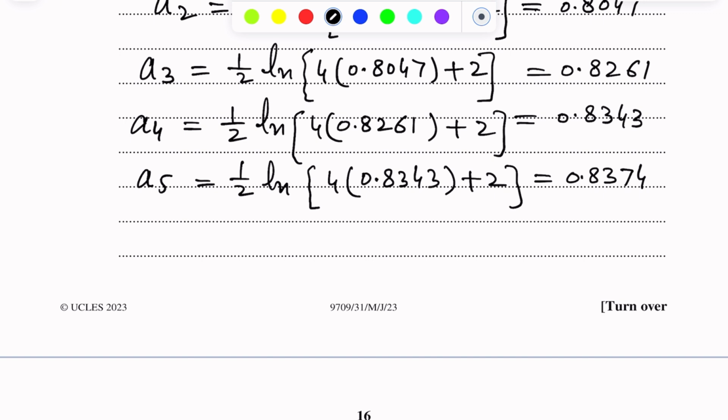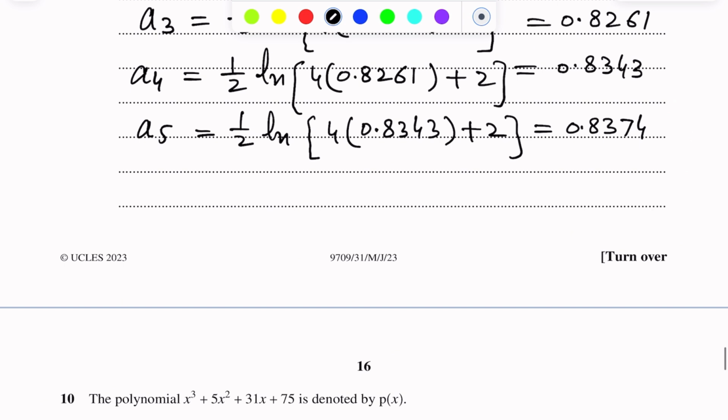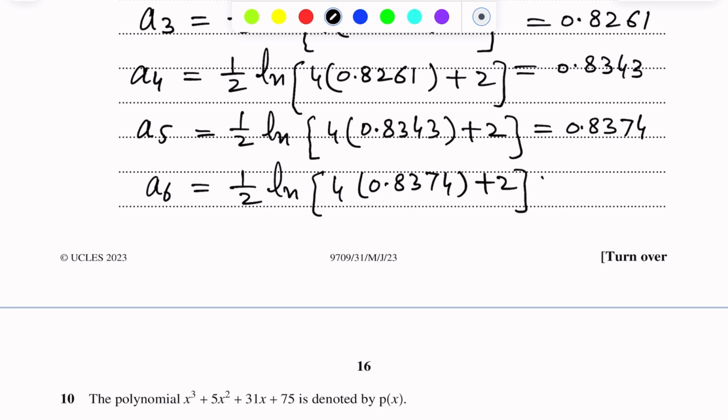The iterations are still not converging. So we have to find the next iteration, A6, which is 1 over 2 log(4 into A5, that is 0.8374, plus 2). After calculation, we get 0.8385.